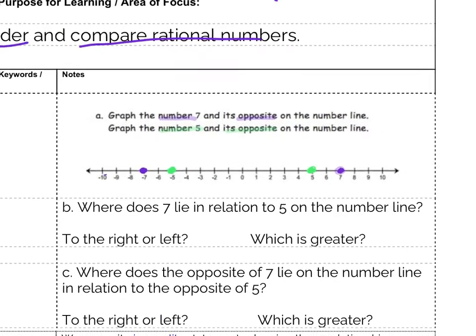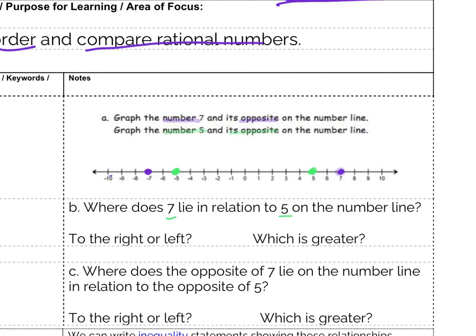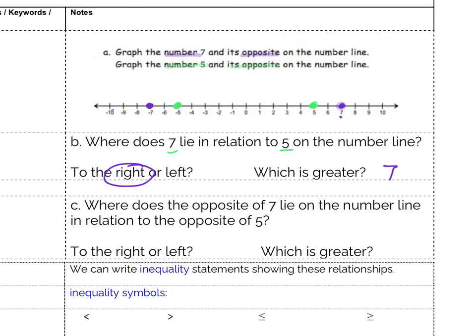All right, where does 7 lie in relation to 5? Is it to the right or left? Well, here's 7, so it is to the right of 5, and 7 is greater. Where does the opposite of 7 lie in relation to the opposite of 5? It is to the left. And we know, I hope, that -7 is less than -5. So -5 is greater than -7.